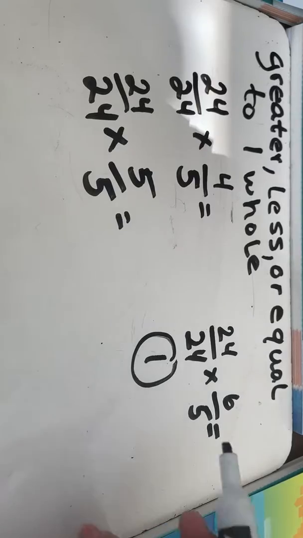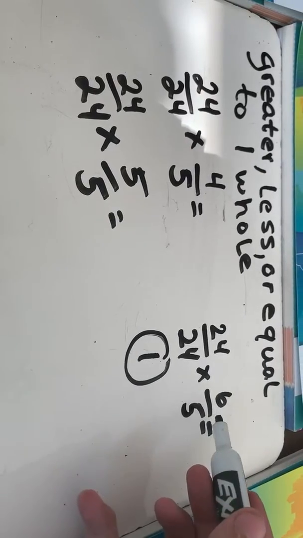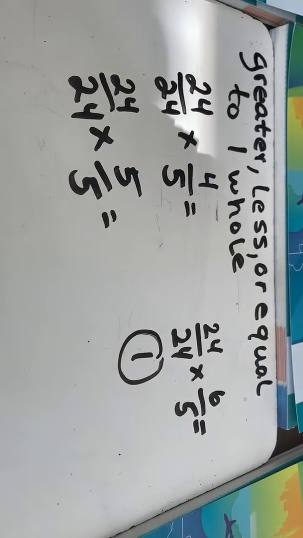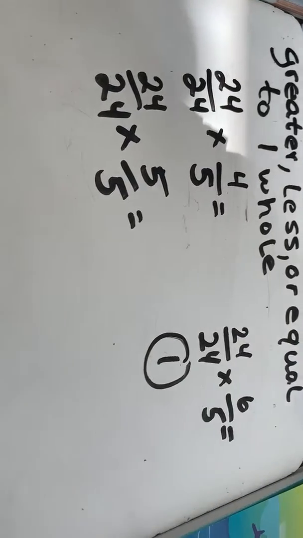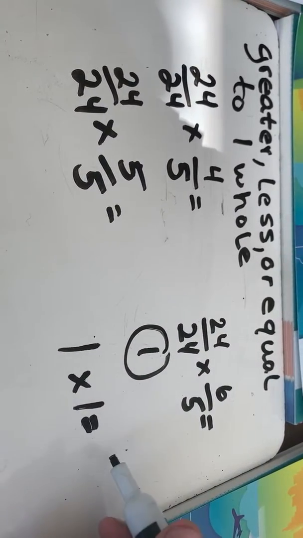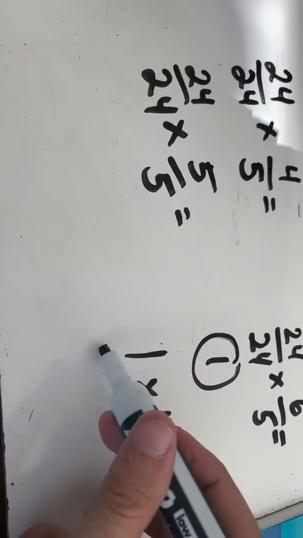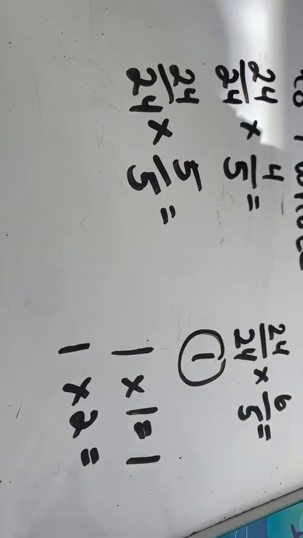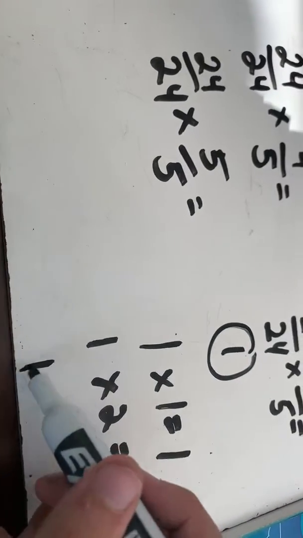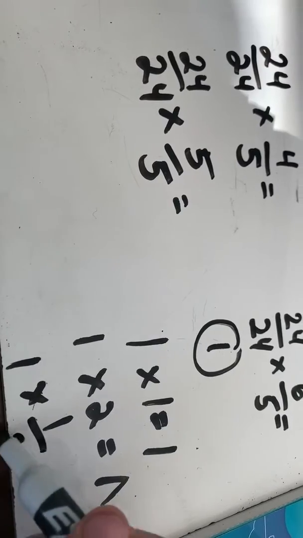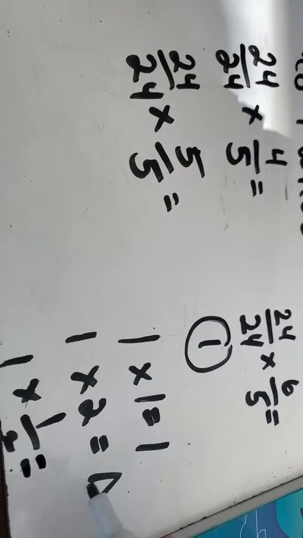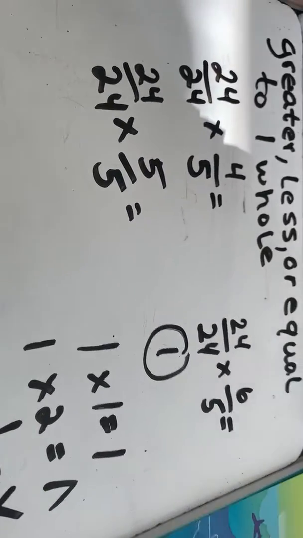So if I take the number 1 and I multiply it by a fraction that is greater than 1, I want to know what's going to happen. Well, you can kind of think about it like this. If I have 1 times 1, then I know my answer is going to stay as 1. If I have 1 times 2, then I know my answer is going to get bigger. If I have 1 times a fraction that is smaller than 1, then I know my answer is going to get smaller. So that's what we're doing here.